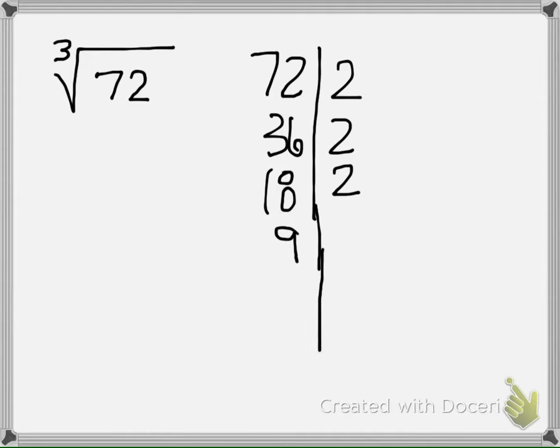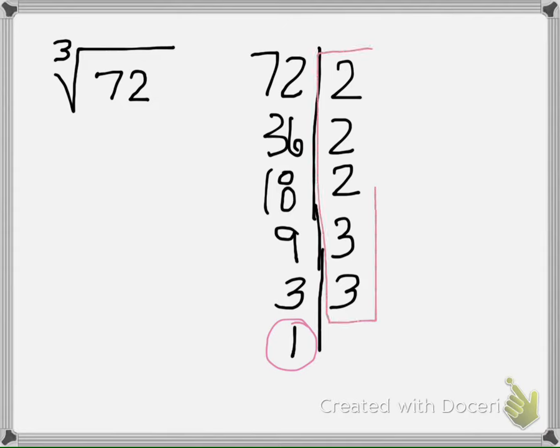2 doesn't go into 9, but 3 certainly does. 9 divided by 3 gives you 3. 3 divided by 3 gives you 1. Remember, you are not done with this process until you get that 1. Everything that's left over on the right-hand side is equivalent to 72. You can check it in your calculator: 2 times 2 times 2 times 3 times 3 will equal 72. Now I want to find any factor here that has been repeated 3 times. In this case it has been your 2's.